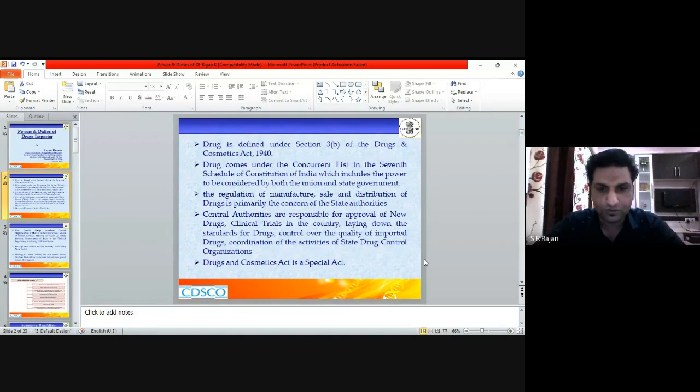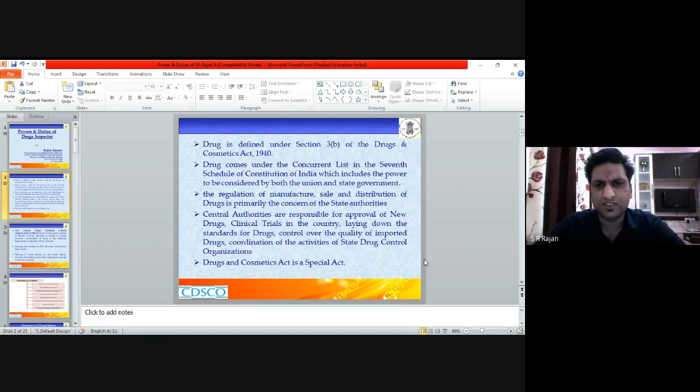Yes, sir. So today we will know about how the drug inspector works. First of all, we must know what is the drug. All the medicinal products cannot be considered as drugs. As we know, the Drug and Cosmetic Act is an act which regulates the import, manufacturing, sale, and distribution of the drugs. The drug is defined in section 3B of the Drug and Cosmetic Act 1940, which is also a special act, specially designed and constituted for the regulation of the drug.